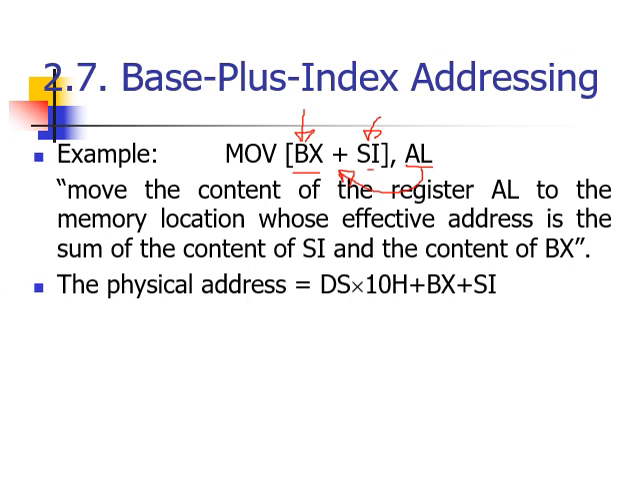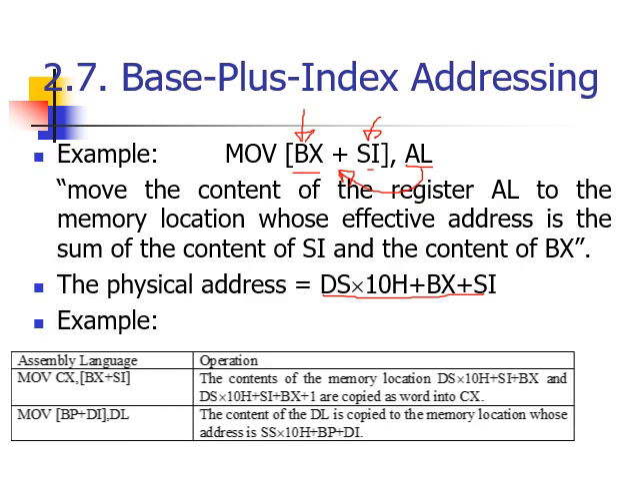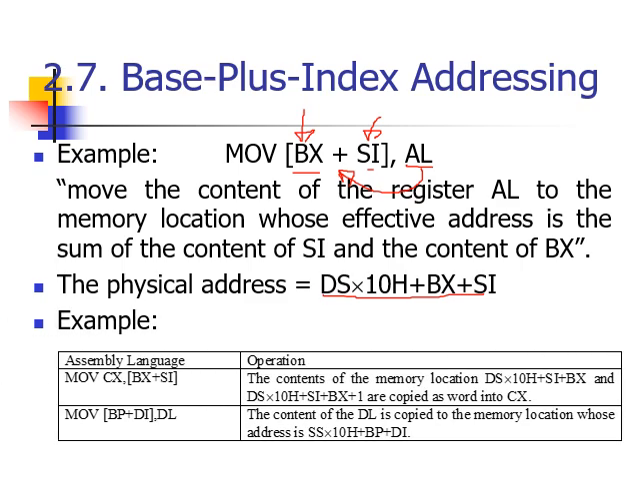Again, DS times 10 plus BX plus SI gets you a memory location to which you place your 8 bits. Again, you go to DS times 10 plus BX plus SI, and SI plus 1 because you need to get 16 bits: lower address memory location in CL, higher address memory location in CH. This is the lower address memory location, and this is the higher address memory location, plus 1.